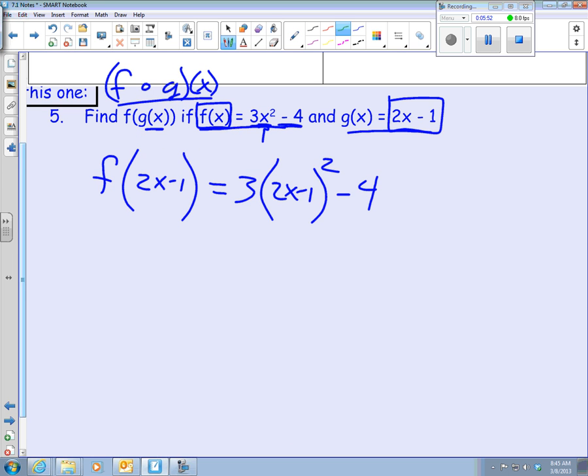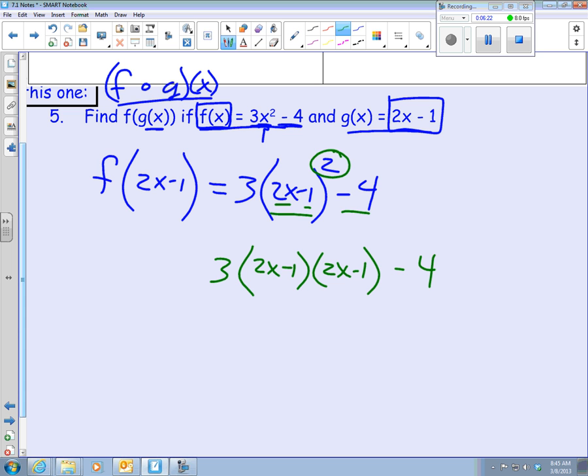This is not power to power. It looks like it, I know, but there are two terms here, the 2x and the negative 1. So I can't just distribute that exponent in there. I have to say 3 times 2x minus 1 times itself twice. So 2x minus 1 times another 2x minus 1. And then finally, minus the 4 here.